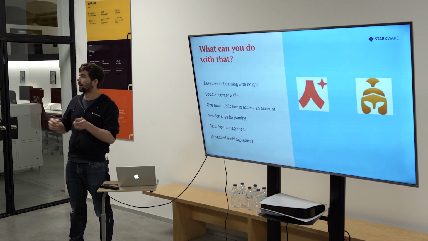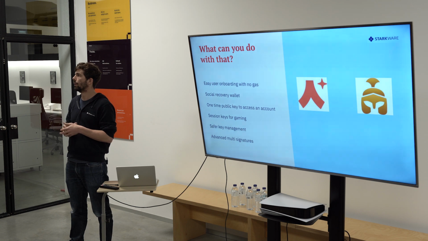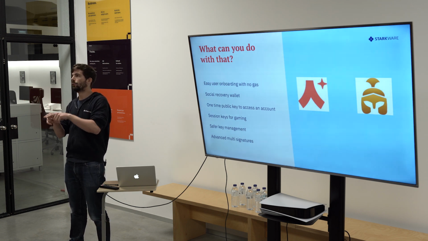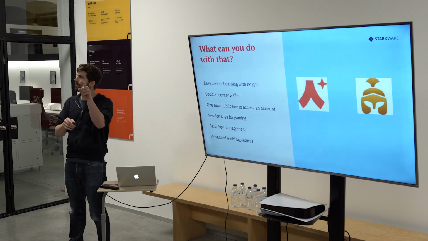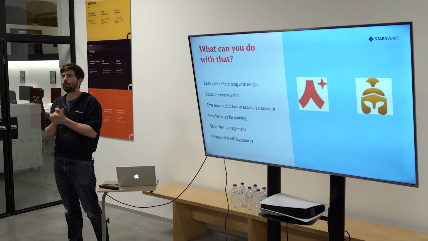You could delegate signing to somebody for a short period of time so that you don't have to validate transactions always at the same time. You could batch actions together so that you don't have to do approve, transfer every time, and then just generate a simpler flow for your users.